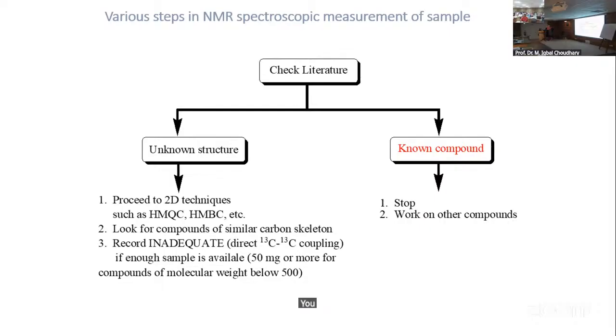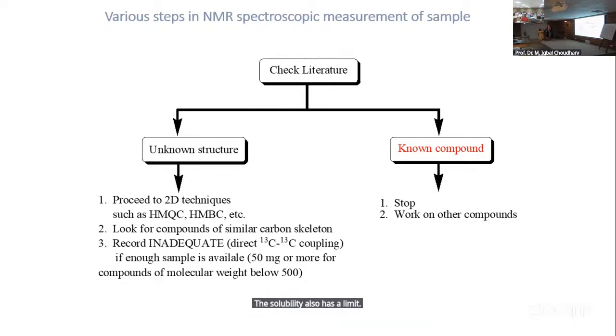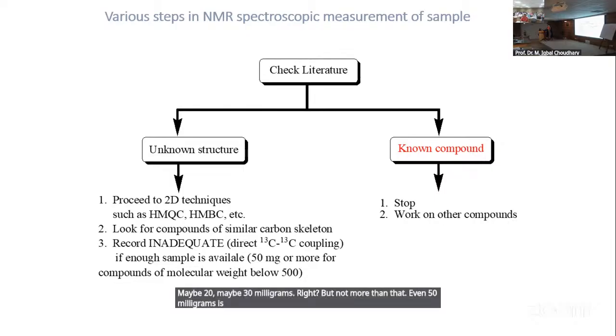You have the limitation of 0.5 ml. How much can you dissolve in 0.5 ml? You cannot dissolve 1 gram in 0.5 ml of solvent. The solubility also has a limit. The solvent is 0.5 ml that we have to use, so how much compound can you dissolve into it? Maybe 20, maybe 30 milligrams, but not more than that. Even 50 milligrams just starts precipitating. 50 milligrams is a lot.